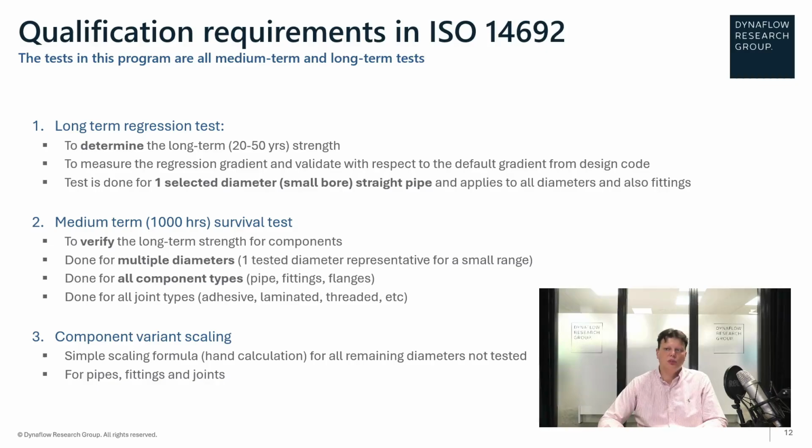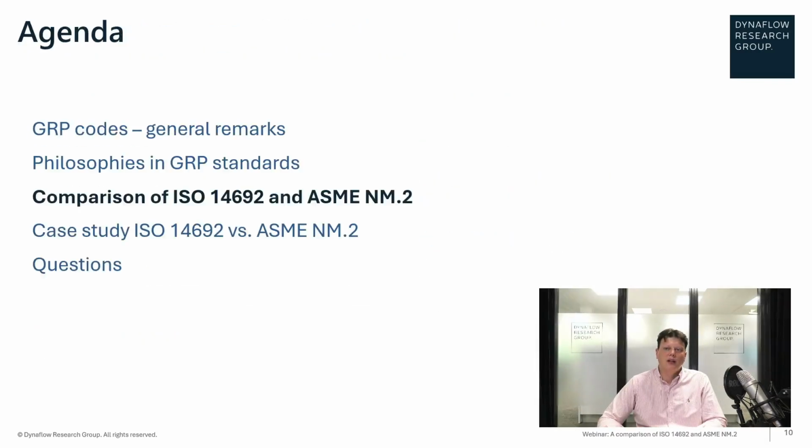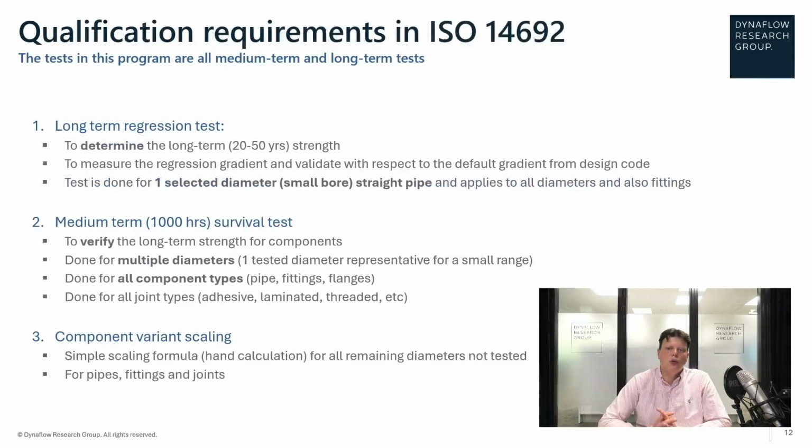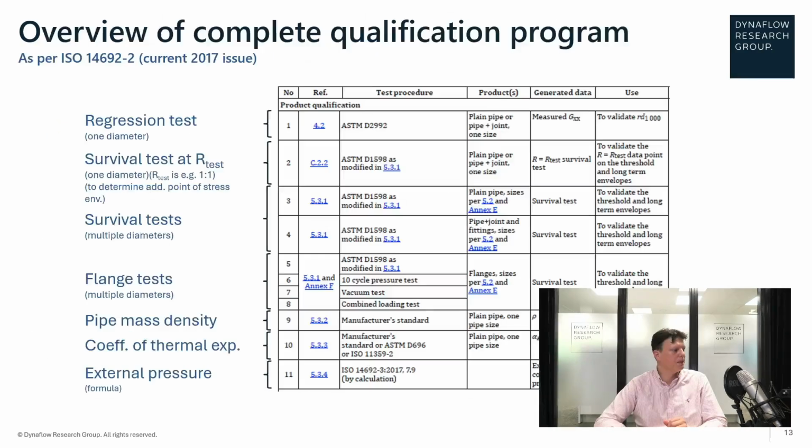But then it is done for multiple diameters, as representatives, and for each component type: pipe, fitting, flange, and for all joint types too. From these qualified tests, you apply a simple scaling formula. So basically, if I have qualified a DN300 elbow, I can then say that it's applicable to similar sizes around it. And just a visual overview of this.